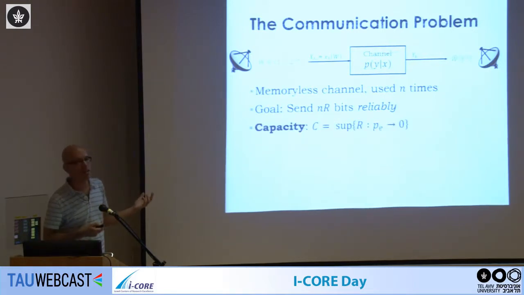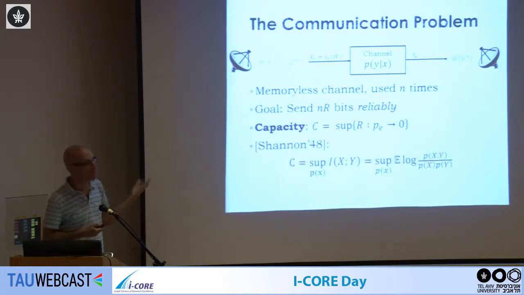One can define a notion called capacity, which is the highest possible rate R such that the error probability can be driven to 0 as n goes to infinity. It's not clear this quantity is even positive, but it turns out that it is. A famous result by Shannon from '48 says that there is indeed a sharp threshold, a positive threshold called capacity, below which you can communicate and above which you cannot communicate reliably.